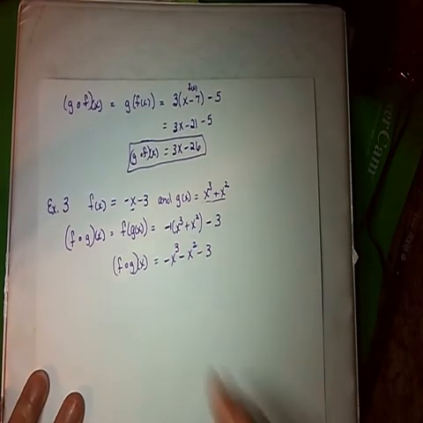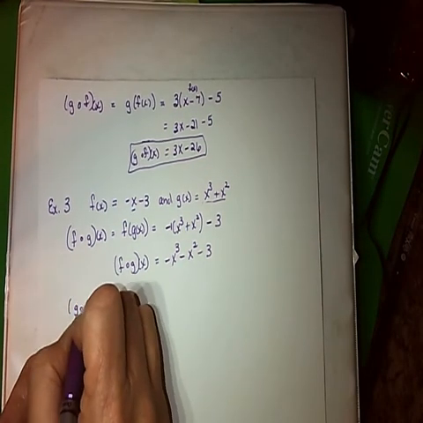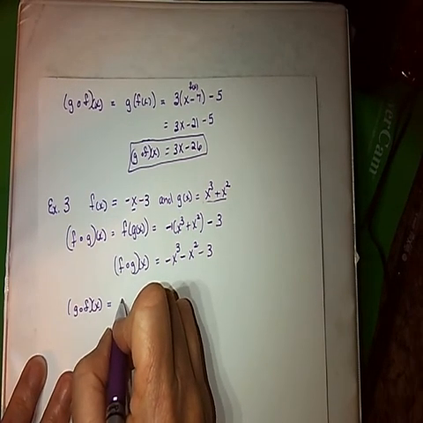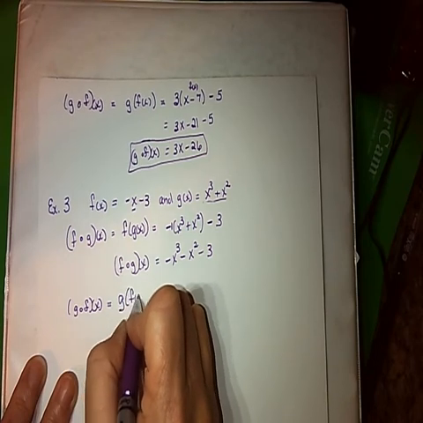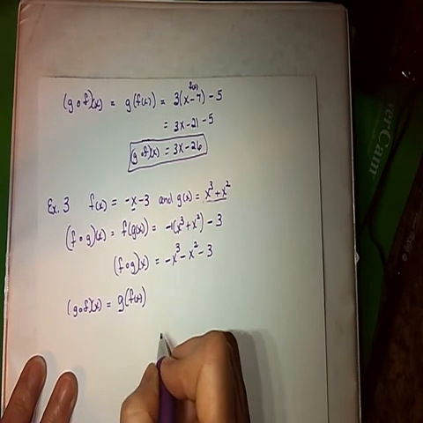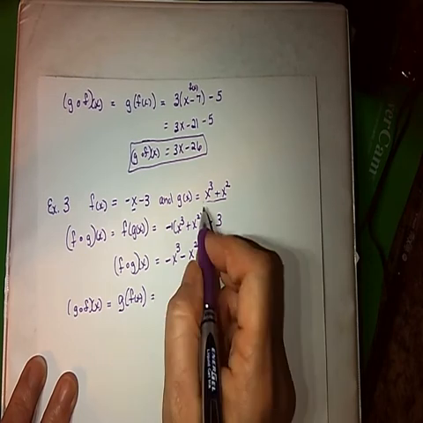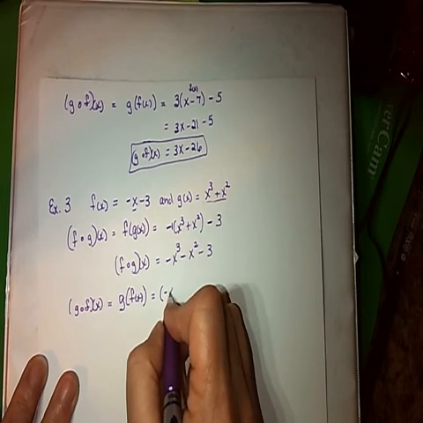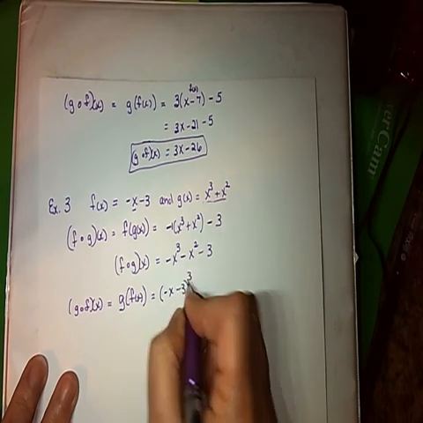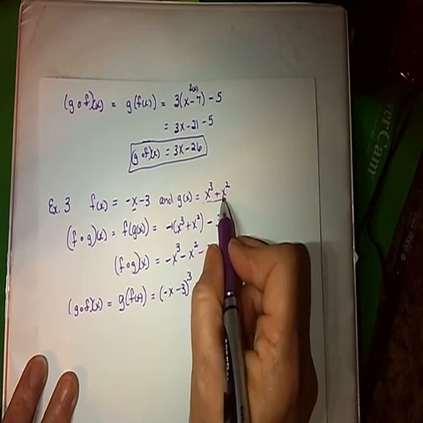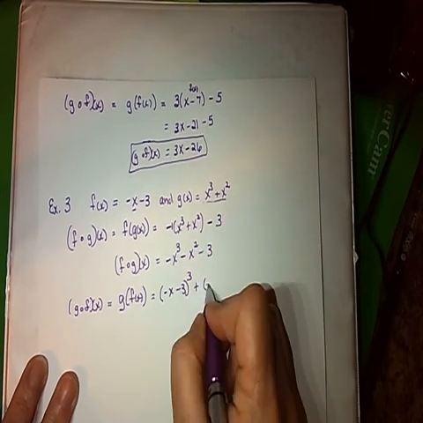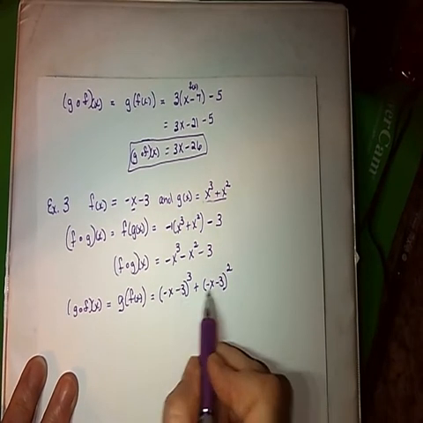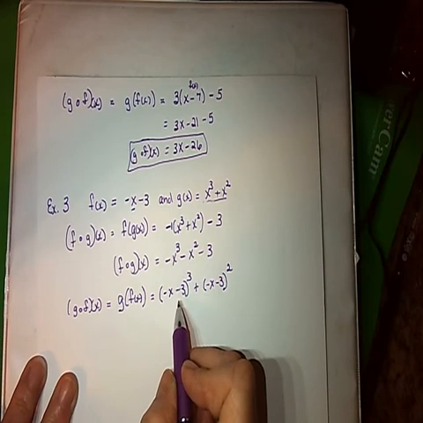Now let's turn it around and do the other way. The g of f of x. So this time I'm taking my f function and putting it into my g function. I'm going to go the other way. So my g function starts out with an x cubed. So in place of the x, I'm going to put negative x minus 3 cubed plus, and then I've got another x, and I'm going to put the negative x minus 3 and squared here. So I'm just replacing both x's with the f of x function.